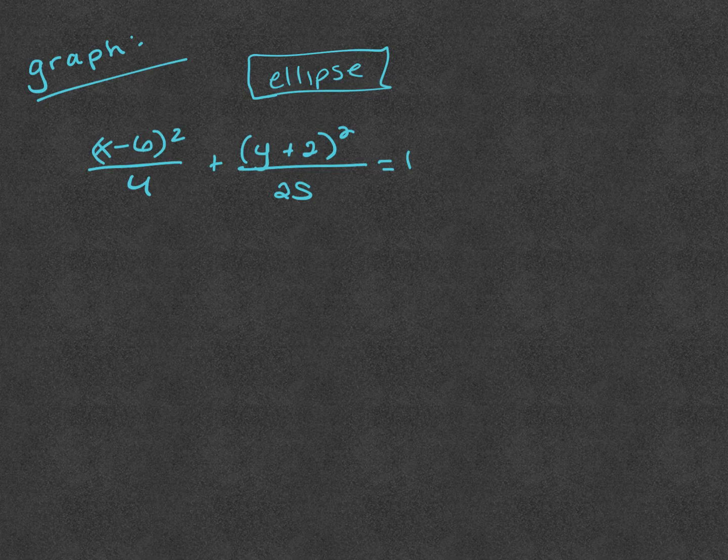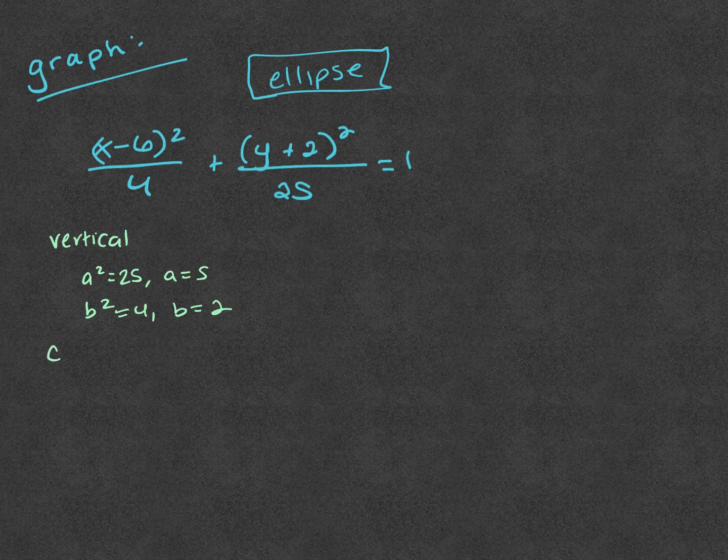This is horizontal. Ooh, so close. 50-50 shot. Go with the other one. It's vertical. Why is it vertical, though? Because A is under the Y. Good. The larger number is under the Y. So the A squared is 25, which makes A 5. The B squared is 4, which makes B 2. What other piece of information that's really important is glaring at you from the tops of those fractions?